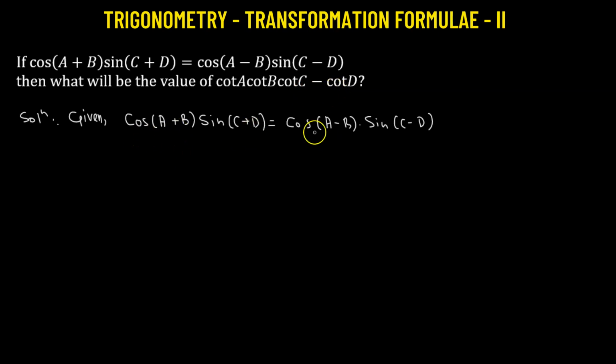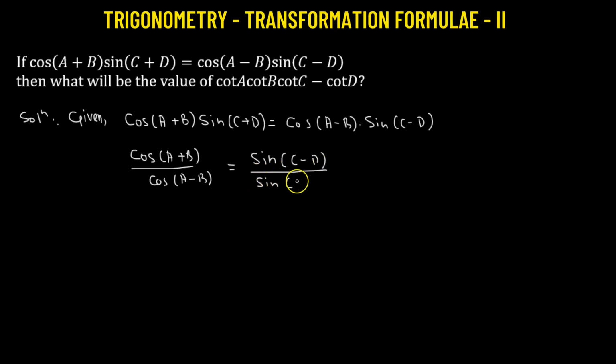So what we'll do is take the given equation and rewrite it as cosine of angle A plus B divided by cosine of angle A minus B equals sine of angle C minus D divided by sine of angle C plus D. Now we have the ratio cosine of A plus B over cosine of A minus B equal to another ratio, sine of C minus D over sine of C plus D. We are going to use the method of componendo and dividendo. So let's quickly state that.